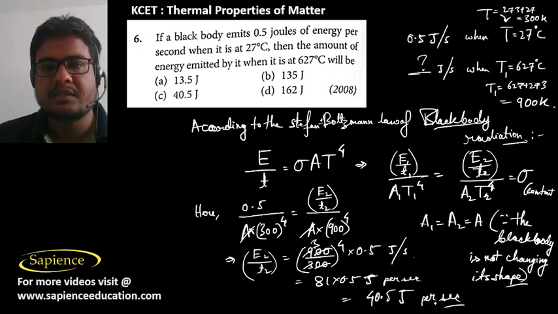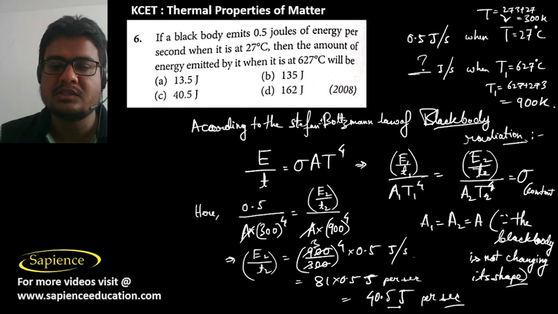So it means that per second now the energy will be emitted. When the temperature of the black body is 627 degrees Celsius, then the rate of energy emission will be 40.5 joule per second. So option C is the correct answer.